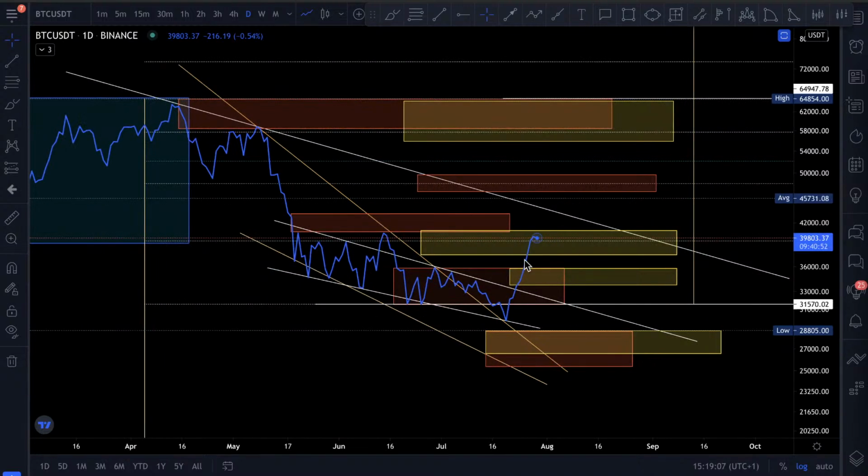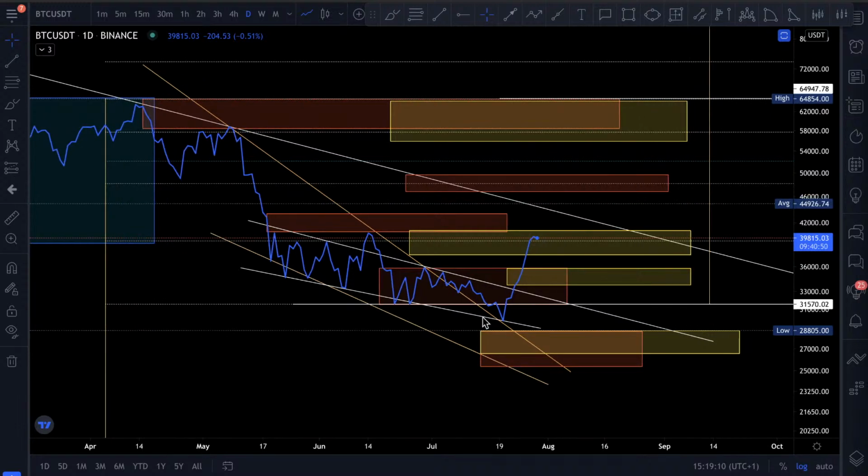But what BTC did in the past few days, and you're not going to be able to see the day candles, I can show you the day candles if you want.